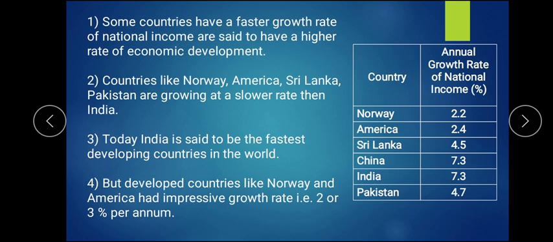Now there is a table which shows different countries and their different growth rates: Norway, America, Sri Lanka, China, and Pakistan. These are the countries where the rate is lower than India and China, and India is the most emerging, developing country in the world. Norway and America are totally developed countries, so their growth rate is very low, because they are developed and require only a little growth every year to maintain their standard of living. So this is how it is happening.